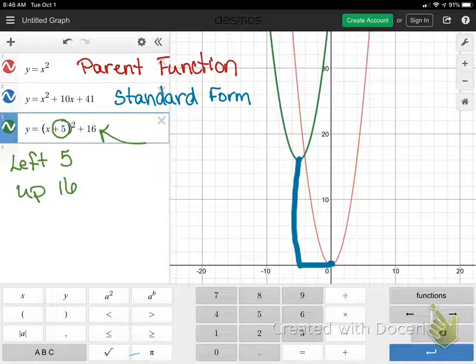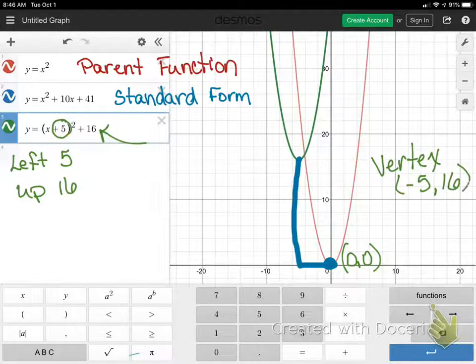What is this point right here called on our parent function? Anybody? It's our vertex. That's what moves. So when I move 5 to the left and up 16, what I'm talking about that's moved is my vertex. My vertex in the red is (0, 0). My vertex in the green is (-5, 16).